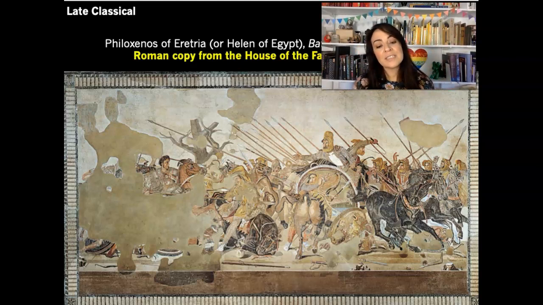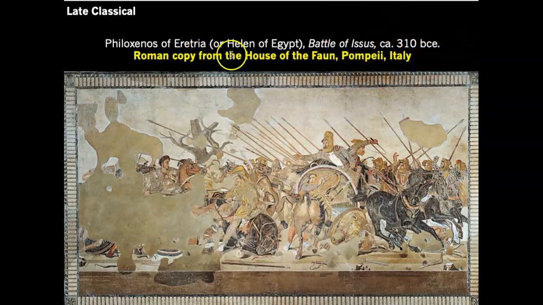So art historians love this mosaic because it offers a glimpse into the types of paintings that we only have writings about and we don't have any copies of. If this mosaic is true to the original. It should be true to the original because the original was super famous, and that's why it's even made into a mosaic. Now, I say that it's a copy of it in the House of the Faun in Pompeii.